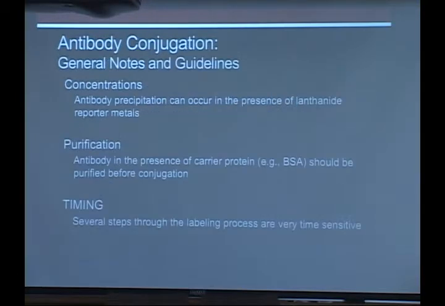So now I'll tell you a little bit about some of the things that you just want to be aware of, the most important things to keep in mind when you're going about labeling antibodies for yourself. The first is that the concentrations in our protocol are really pretty important. Most notably, lanthanides, or metals in general, have a tendency to cause proteins to precipitate. So if you add your antibody into a solution that has a pretty high metal concentration, you'll probably end up with a nice clump of antibody down at the bottom of the tube that you will never see or use. So that's one thing you really want to be sure to avoid.